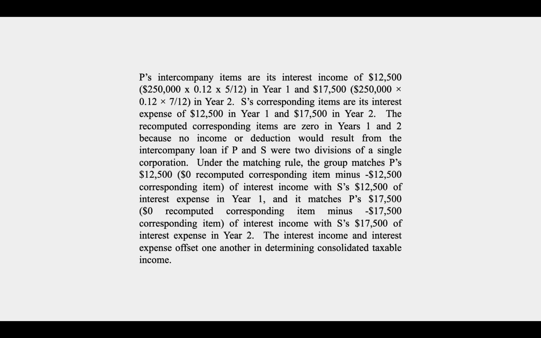So P's intercompany items are its interest income in year 1 and year 2. S's corresponding items are its interest expense in year 1 and year 2. And these, of course, are equal. So the recomputed corresponding items are 0 in both years because no income or deduction would result from the intercompany loan if P and S were two divisions of a single corporation. Under the matching rule, the group matches P's $12,500 of income with S's $12,500 of expense in year 1 and does the same in year 2. The interest income and interest expense offset one another in determining consolidated taxable income.